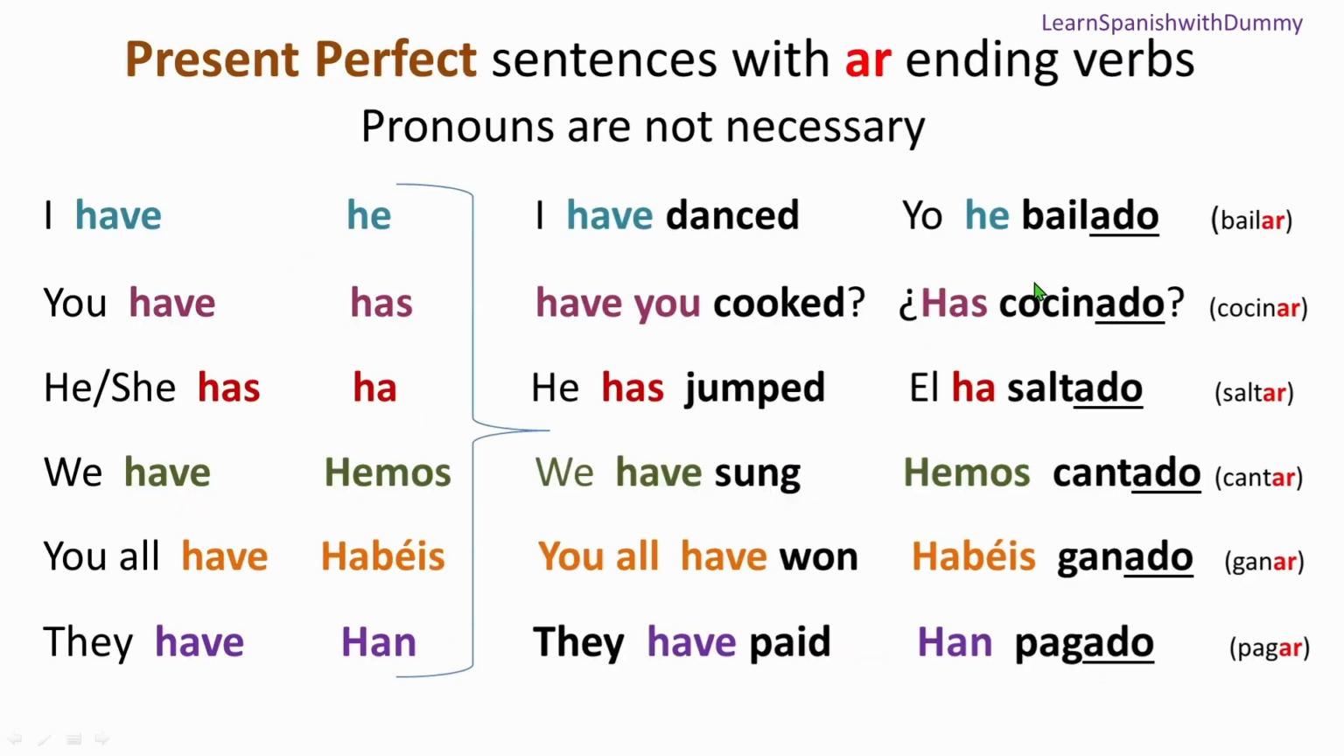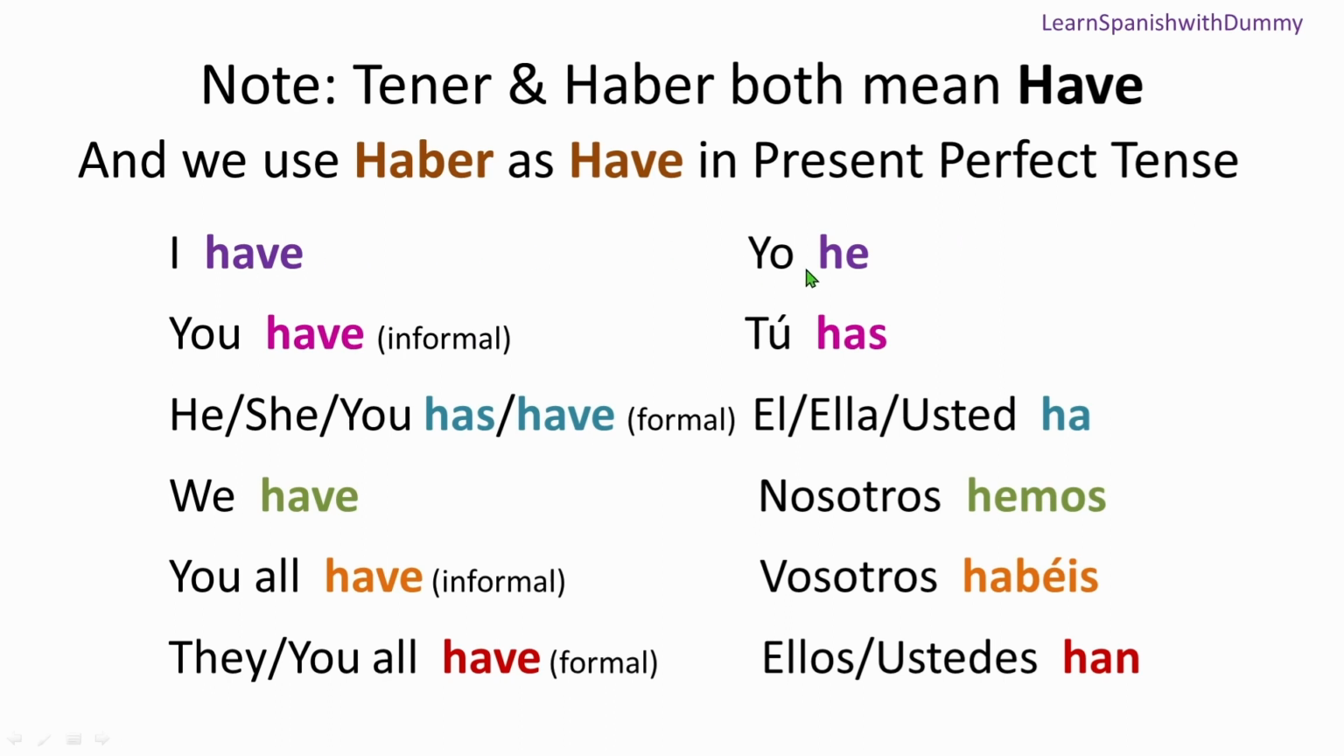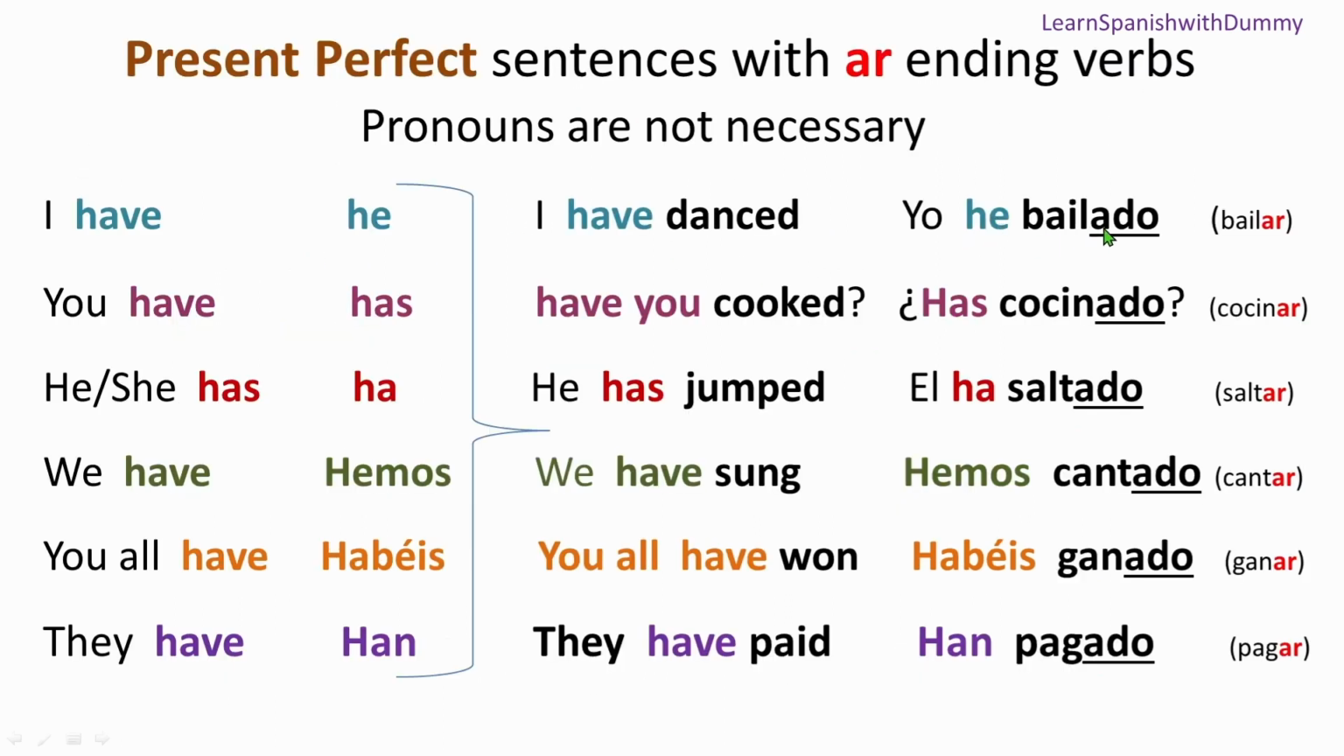So let's go ahead. Now since we have both the components, let's use it in a practical situation. These are just for the ar ending verbs. Now I want to say I have danced, right? I have danced. So it's yo he bailado. Yo he means I have, that we just learned, right? I have is yo he. And bailado is danced. What we did, bailar is to dance. We replaced the ar ending with ado, the underlined part. So it makes it bailado, which means danced.